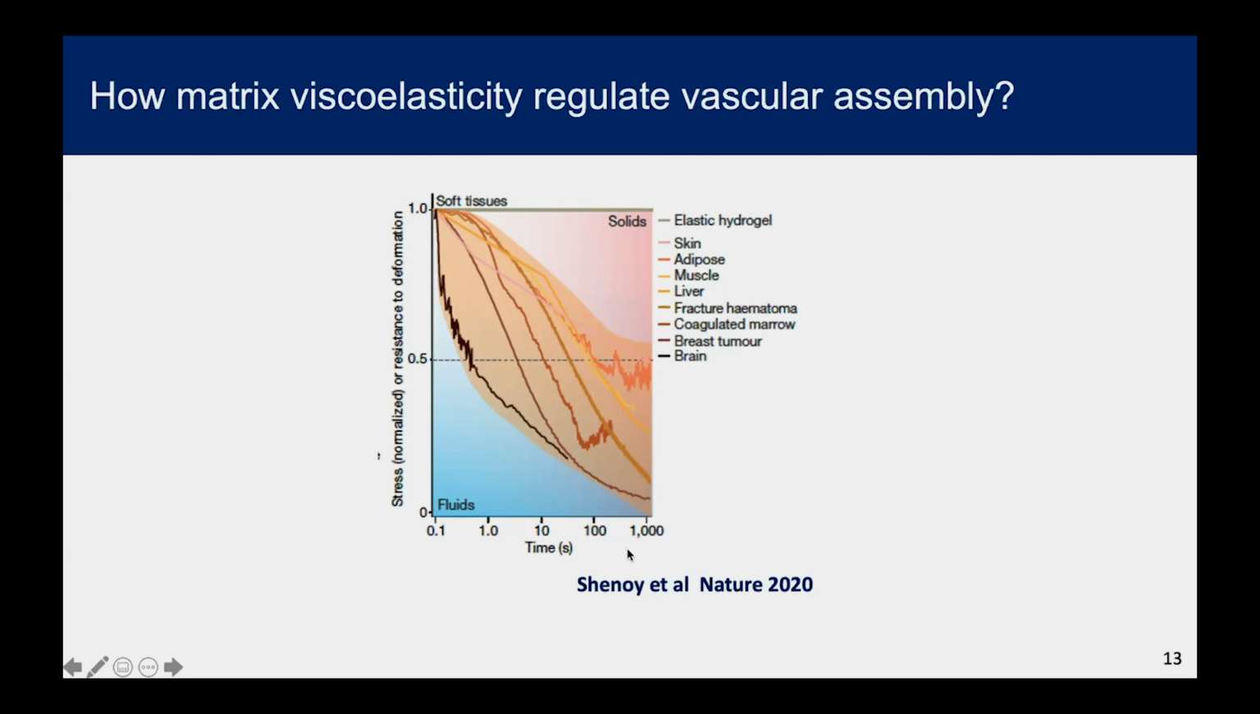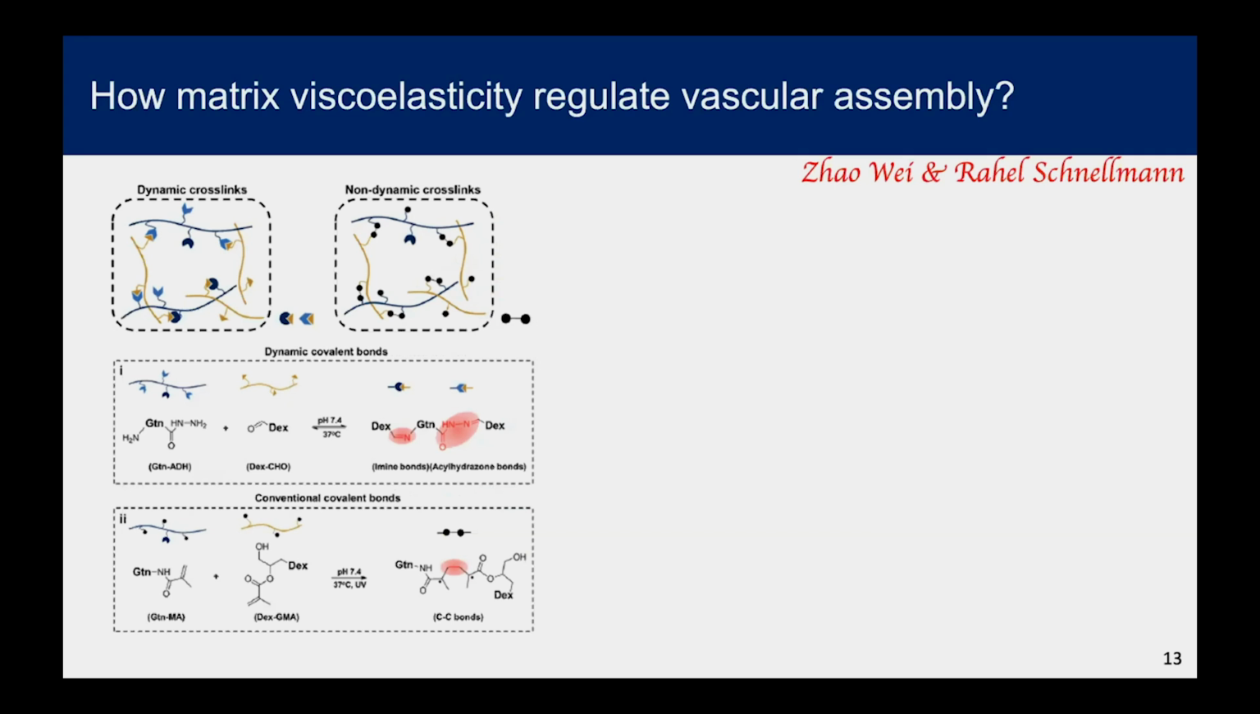So with that in mind, we wanted to understand whether viscoelasticity regulates this morphogenesis of the vasculature. So Jai Wei and Rahel Schelleman in the lab developed this nice hydrogel system, composed of dextran, a polysaccharide, and gelatin, and we generated two types of hydrogel system. One with what we call dynamic cross-linking, which allows us to mimic viscoelastic properties, and one that is non-dynamic cross-linking.